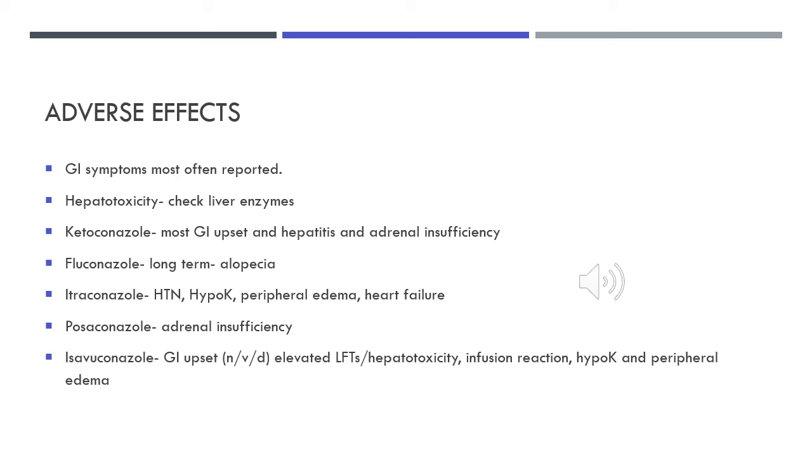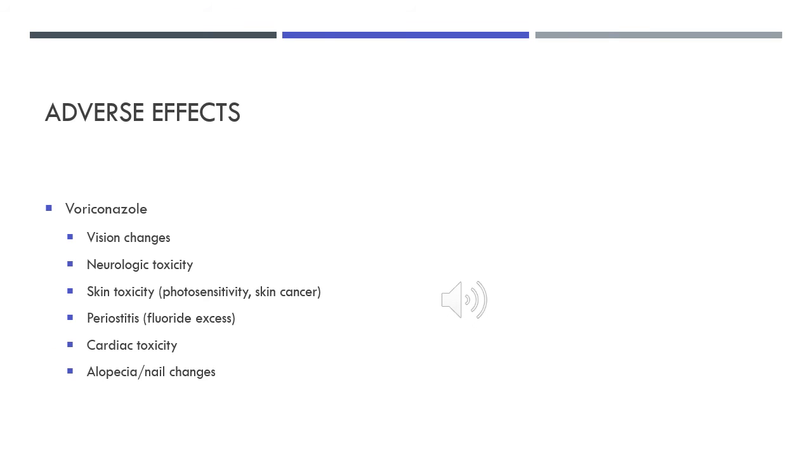And voriconazole, GI upset, I mean nausea, vomiting, diarrhea, elevated liver function tests, and hepatotoxicity are listed, as well as, because it's IV, infusion reaction, like chills, shortness of breath, that type of infusion reaction, hypokalemia, and peripheral edema again. So I'm saving voriconazole all for itself because it takes the cake when it comes to adverse effects.